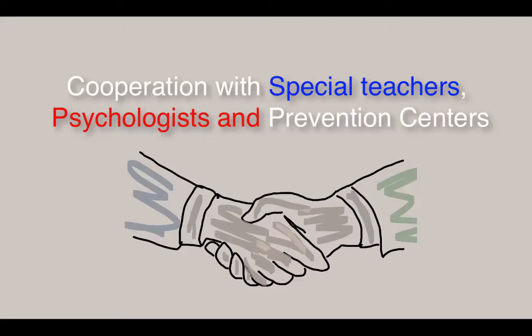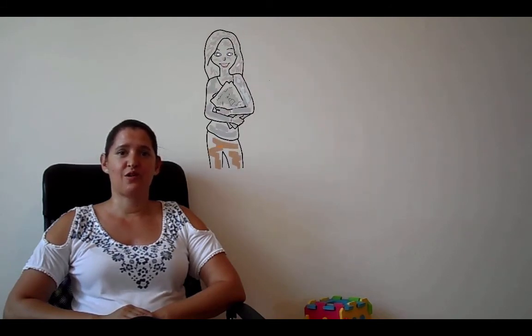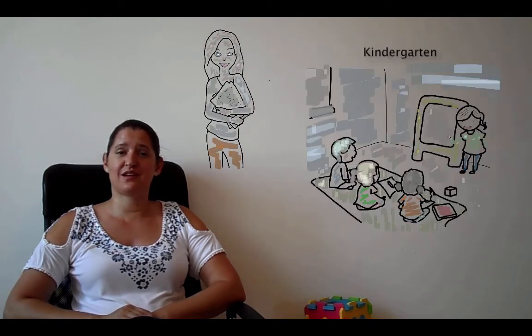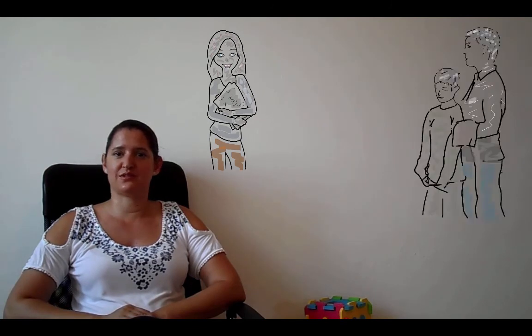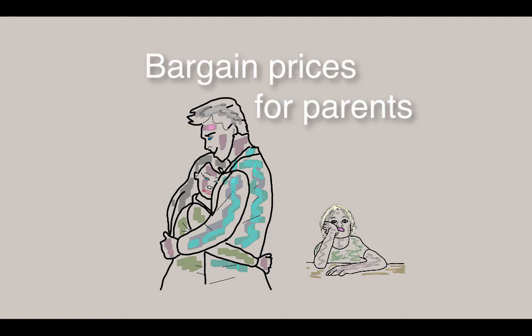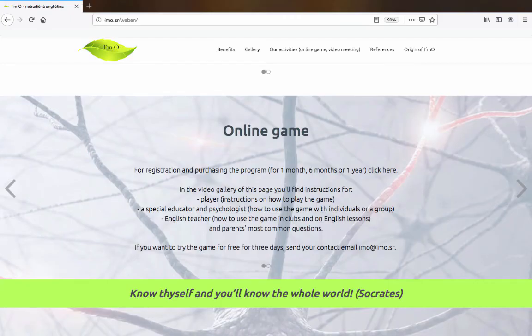Cooperation with special teachers and psychologists and prevention centers. IMO has support from counseling and centers experts who recommend it to schools, kindergartens, and parents of children with learning and behavioral problems. Bargain prices for parents. If the school or kindergarten has the program purchased, parents can sign up their children for an online education at a discounted price.